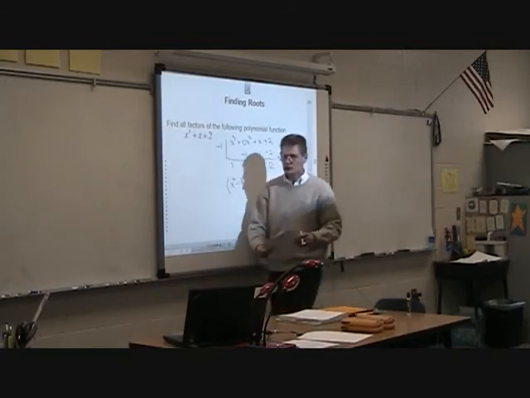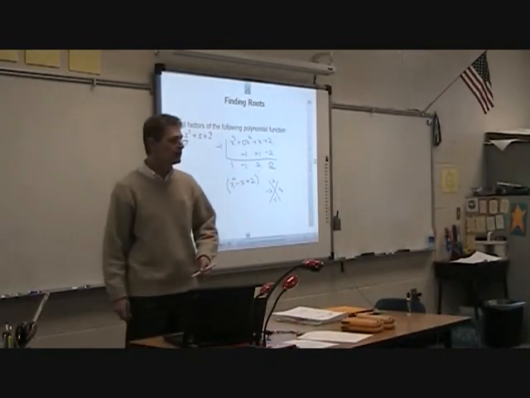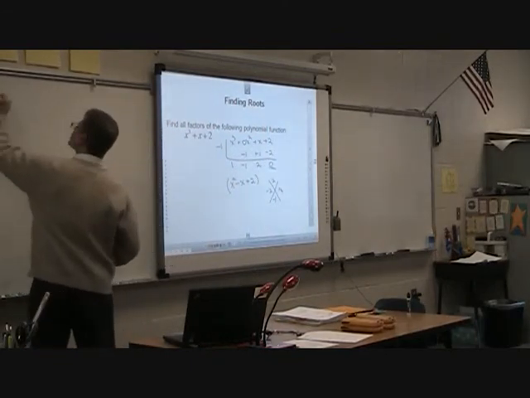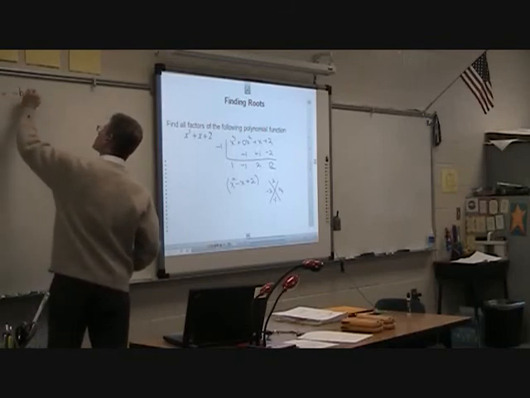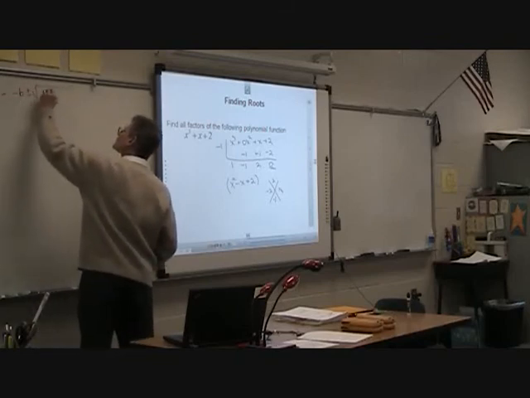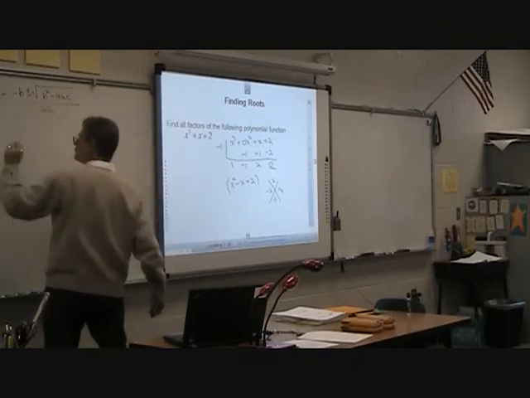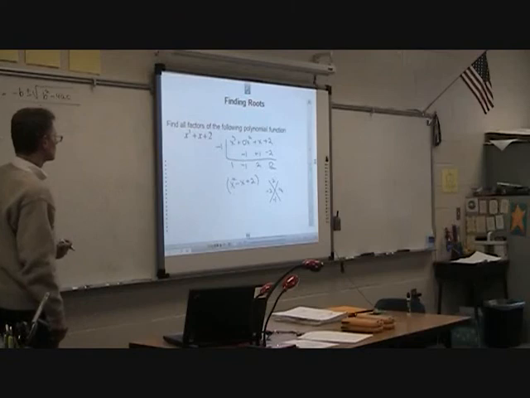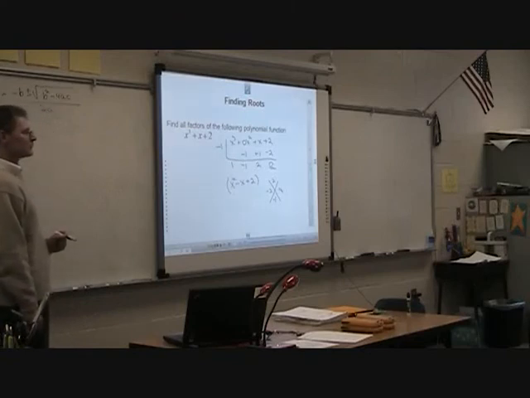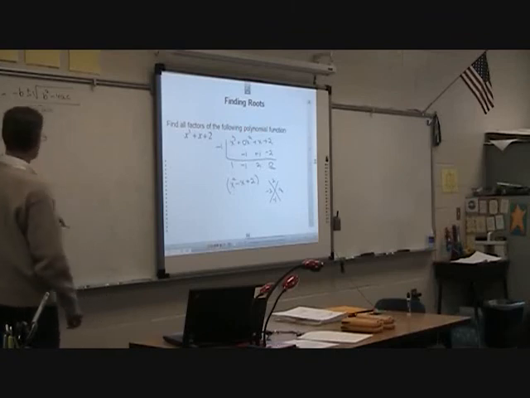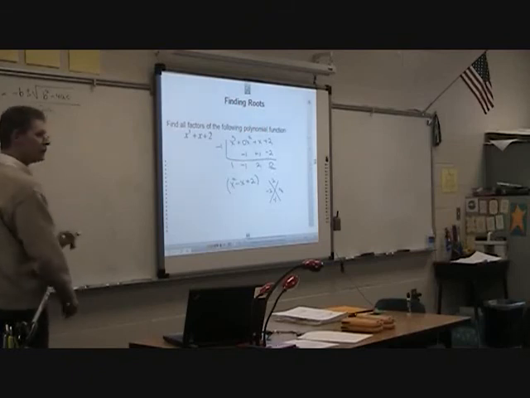All right, so let's go through the quadratic equation. First of all, somebody tell me, what is the quadratic equation? Negative b plus or minus the square root of b squared minus 4ac, divided by 2a. So what does a equal? 1. What does b equal? -1. What does c equal? 2. Does everybody see where I got those numbers?